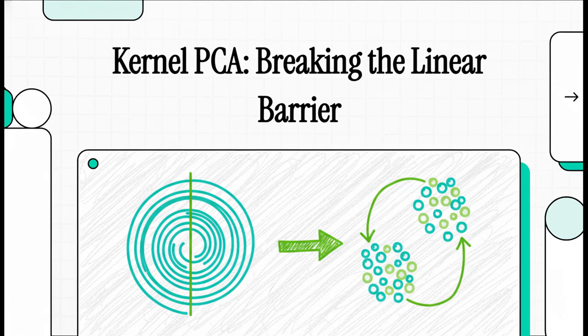All right, let's talk about one of the most elegant tricks in all of machine learning, Kernel PCA. Now, we all know and love standard PCA. It's an absolute workhorse, but it's got a huge blind spot. Today, we're going to see how Kernel PCA completely shatters that linear barrier.